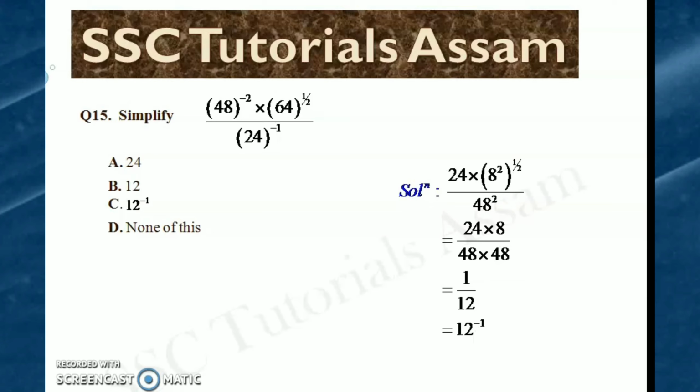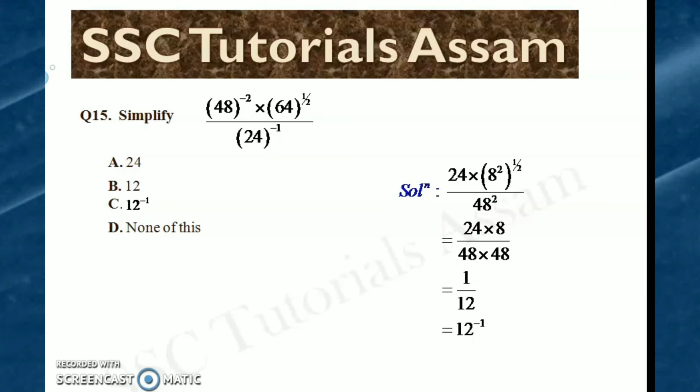Again, 64 can be written as 8 square. So 8 square whole to the power 1 by 2. Multiplying 2 and 1 by 2, 2 into half becomes 1, so it is equal to 8 only. So the expression becomes 24 into 8 upon 48 square, meaning 48 into 48. If we divide and cancel out, we get 1 by 12 at the end.